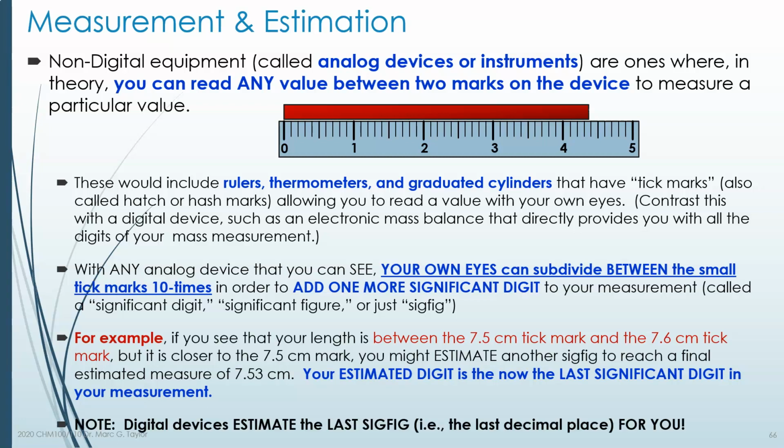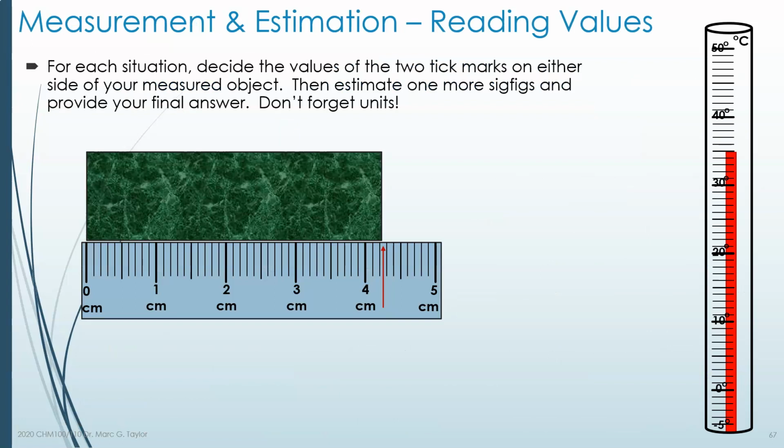Note that the digital device, the last decimal place in the digital device, is actually estimated by the digital device. So that device is making an estimate for you. So let's look at some examples. Here we have another ruler with some rectangle we're measuring the length of, and we have a thermometer in degrees centigrade. And if we look at the ruler here, you notice it's in centimeters, and we've lined up our edge with exactly the 0 centimeter mark.